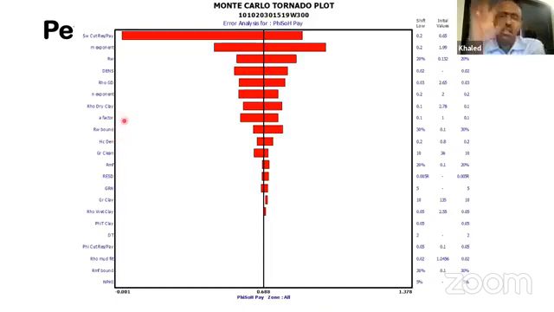Now, why do I like the tornado chart? The tornado chart tells me the factor that affects my result the most. Which means the factor that I can go and invest money in to get it correct.